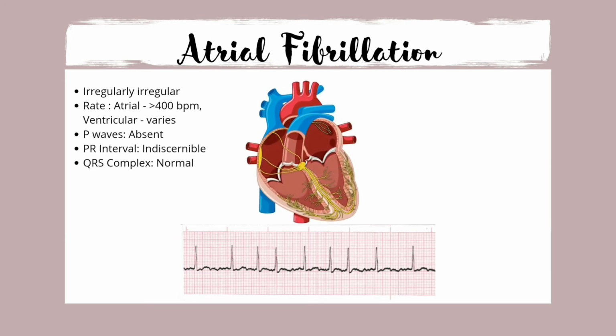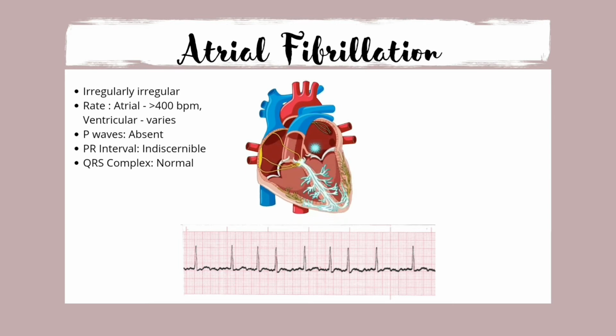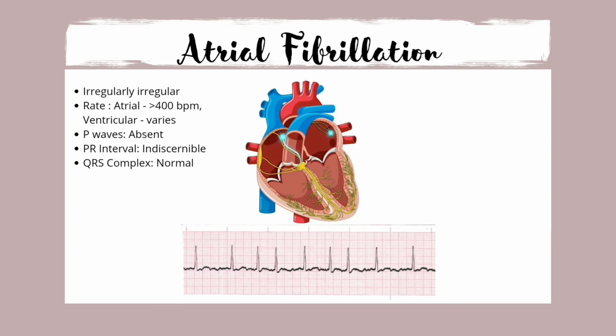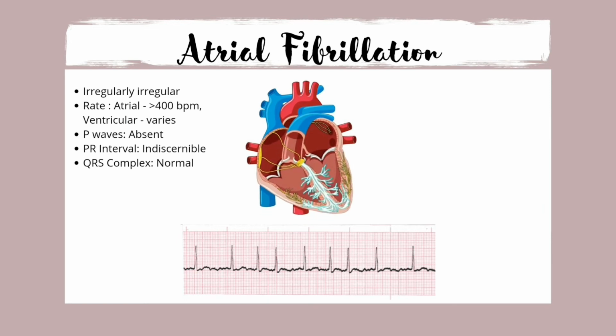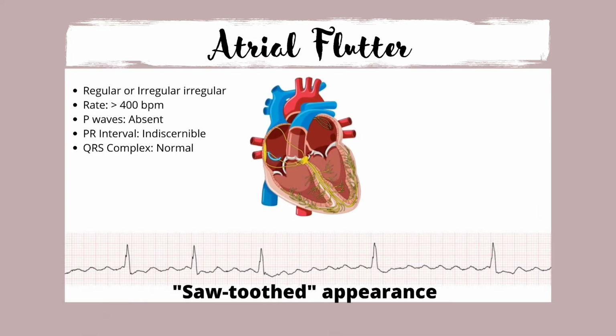Characteristics. The rhythm is irregularly irregular. Rate. If atrial, greater than 400 bpm; if ventricular, it varies. P waves are absent. PR interval is indiscernible. QRS complex, normal.